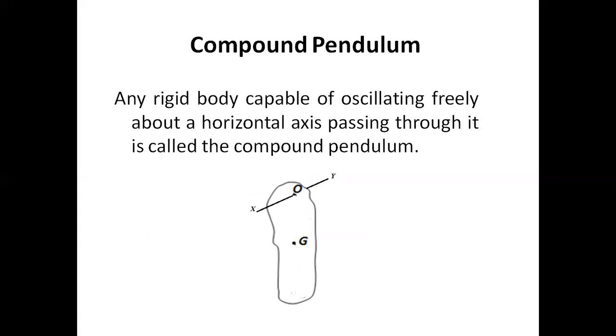A compound pendulum is a rigid body which is capable of oscillating freely about a horizontal axis which passes through a point. Here xy is the horizontal axis about which the rigid body oscillates, and this body is now called a compound pendulum. In this figure, G is the center of gravity of the rigid body.